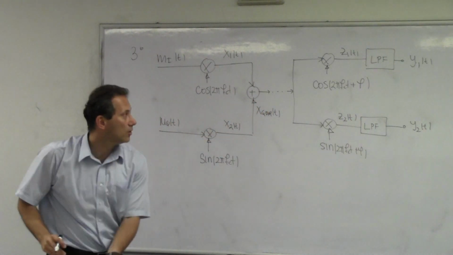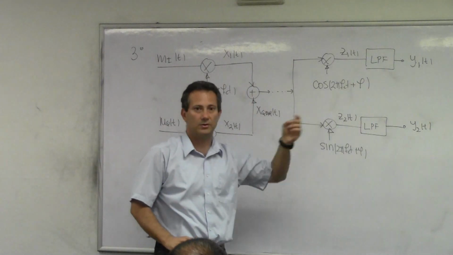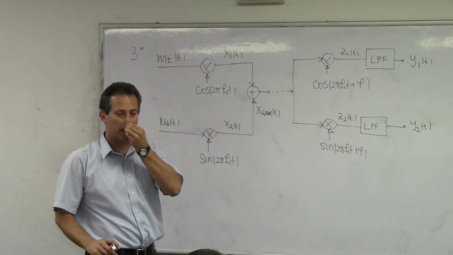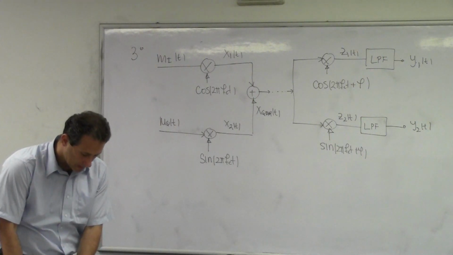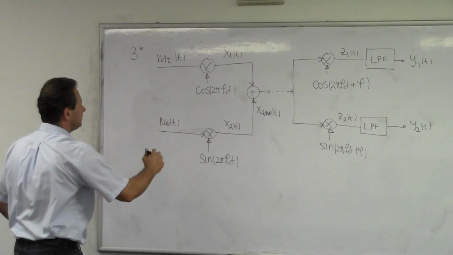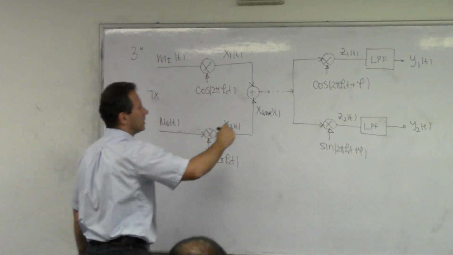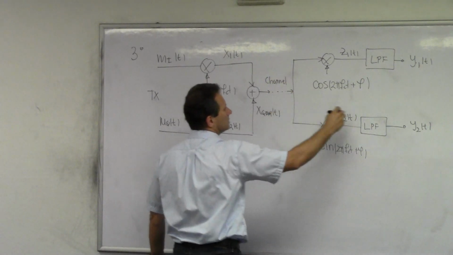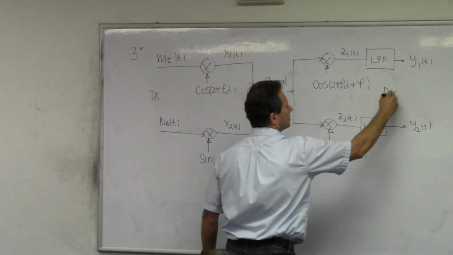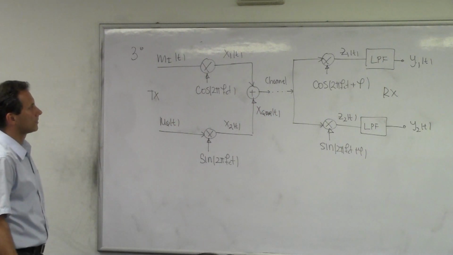And the question is, what is x1, x2, z1, z2, y1, y2? Let's just go through this and analyze how this works. First, this part here is the transmitter, this part is the channel, and this is the receiver block. So you have the full communication system here.